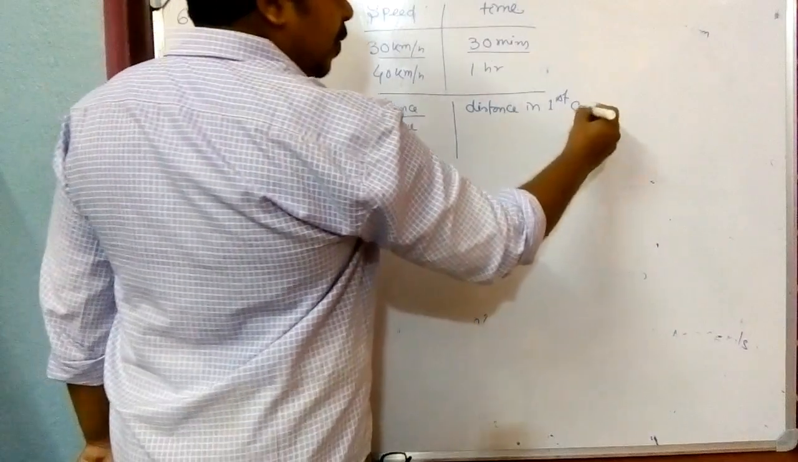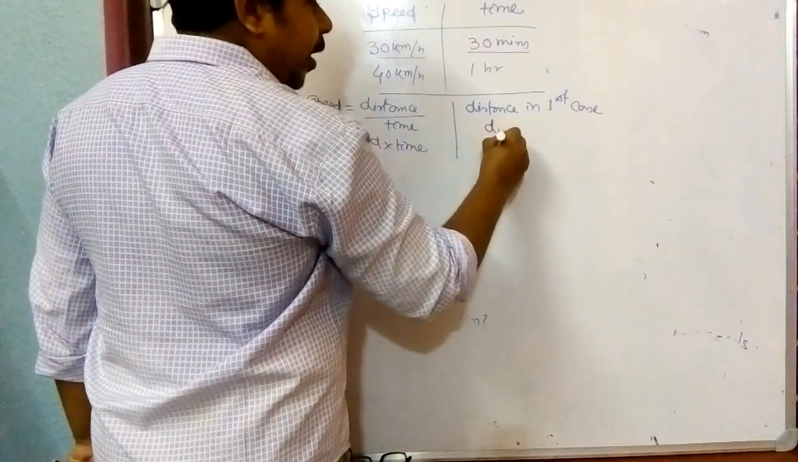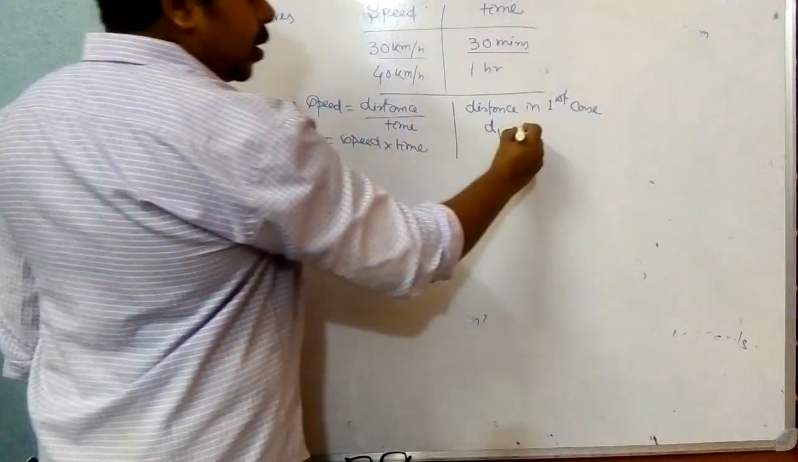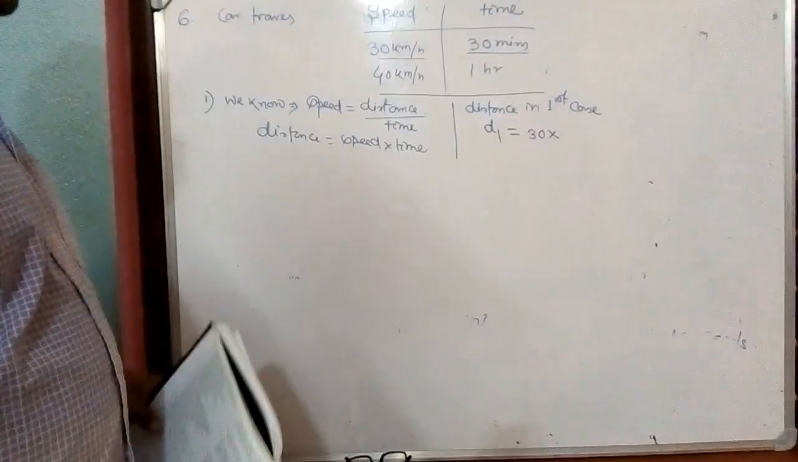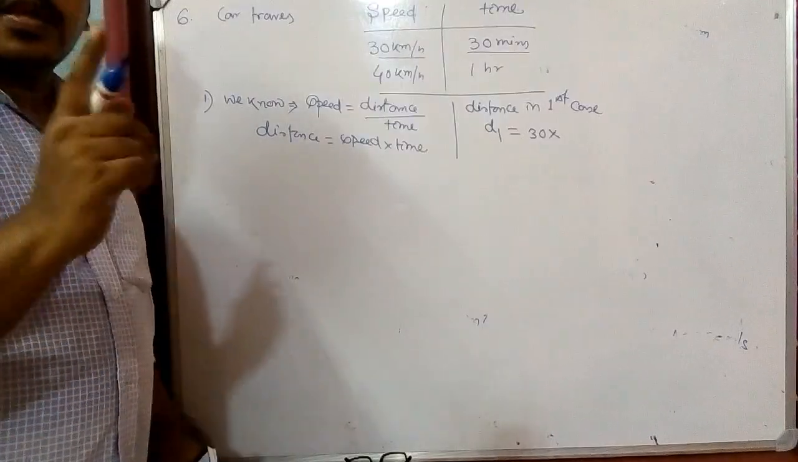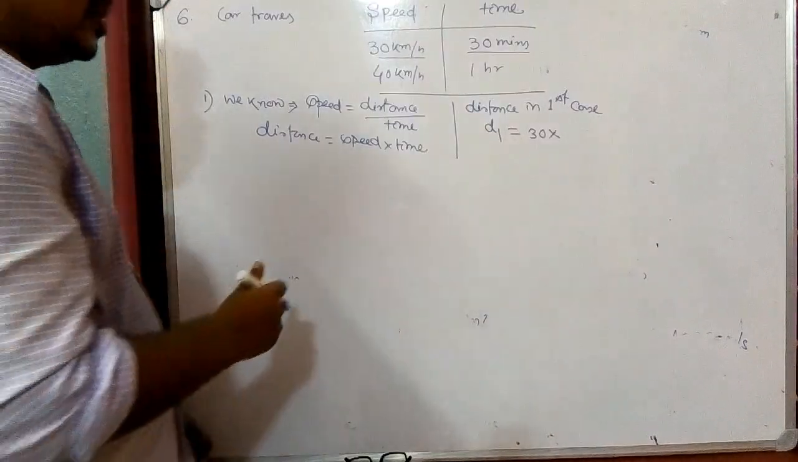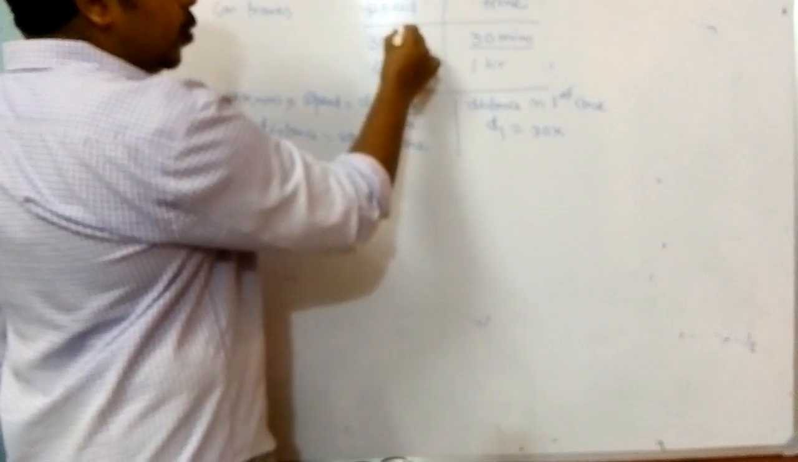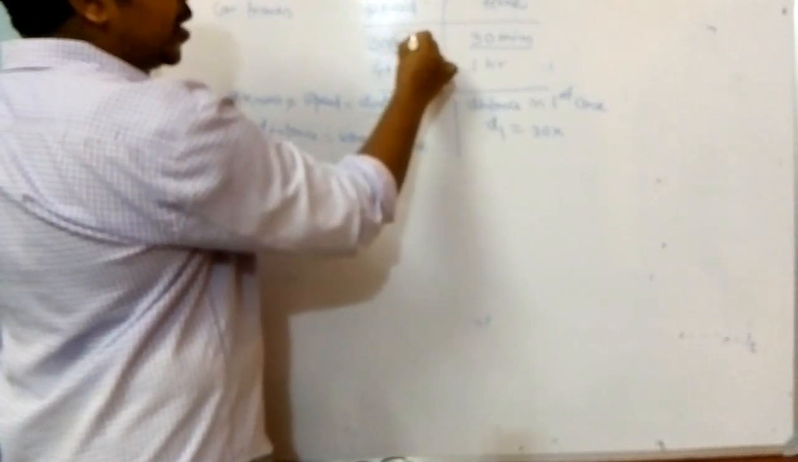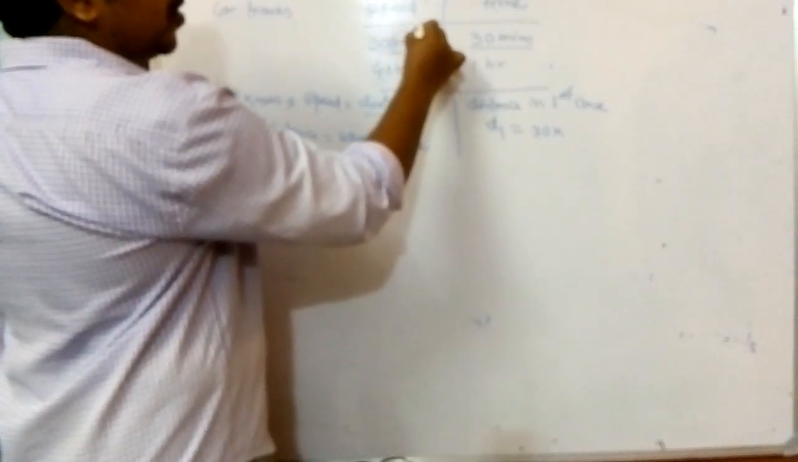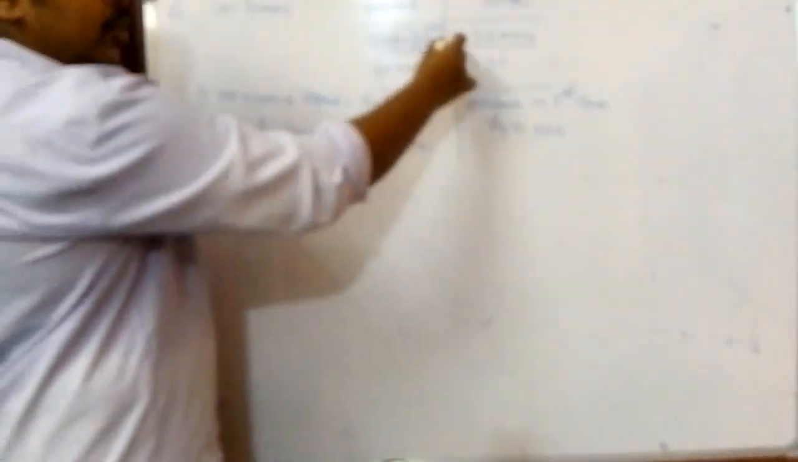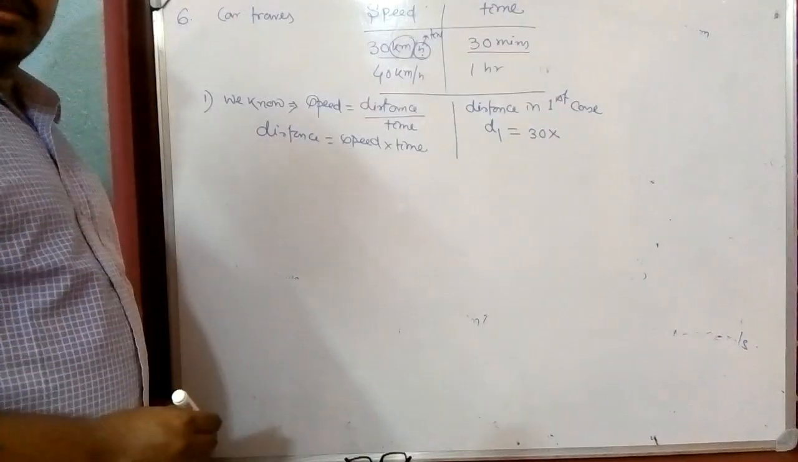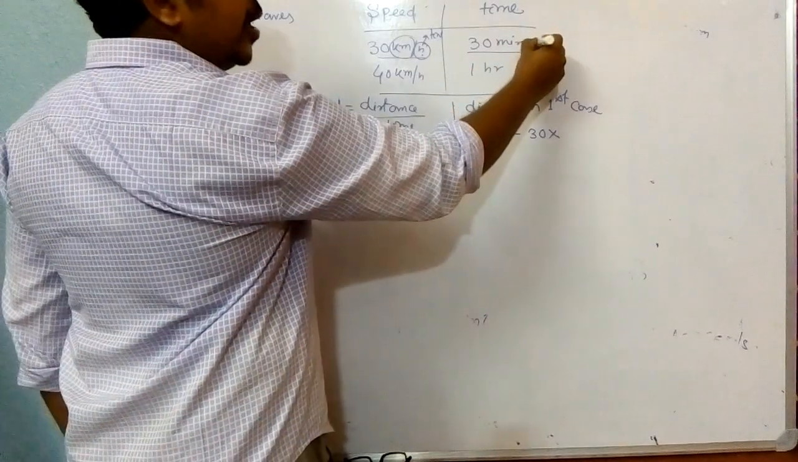So distance in the first case, we have denoted it by D1. So D1 equals how much? What is the speed? 30 kilometer per hour. What is the time? 30 minutes. Here there is a question. Now you see, here the unit of speed is given in kilometer per hour, so the unit of time is hour. But here you see the time is given in minutes. So we have to convert it to hour.